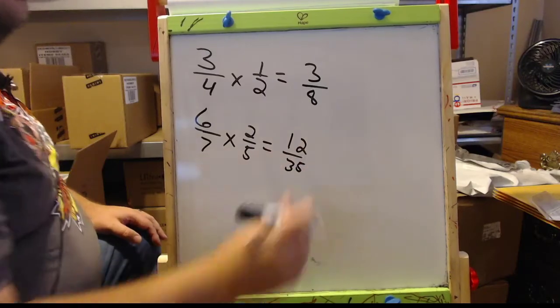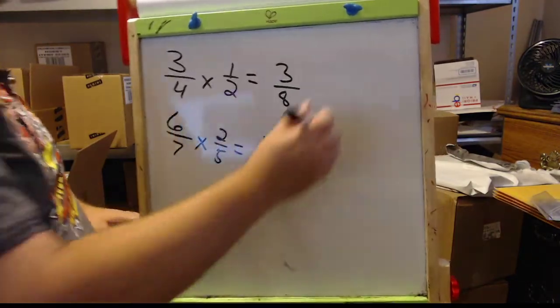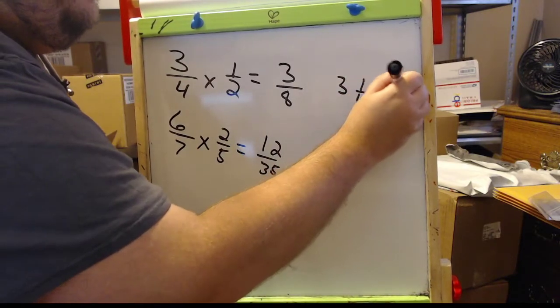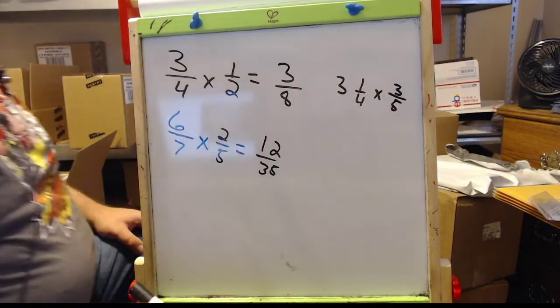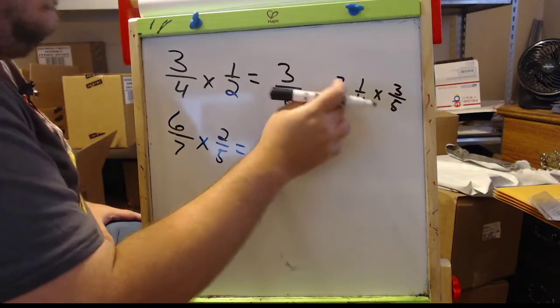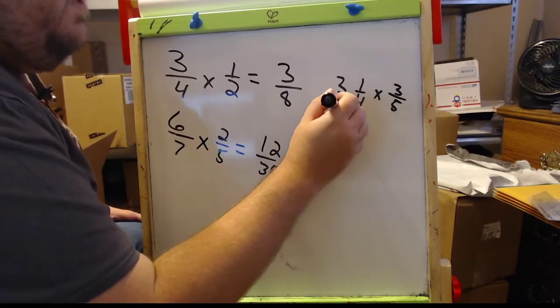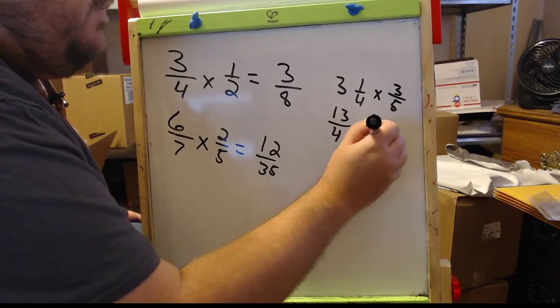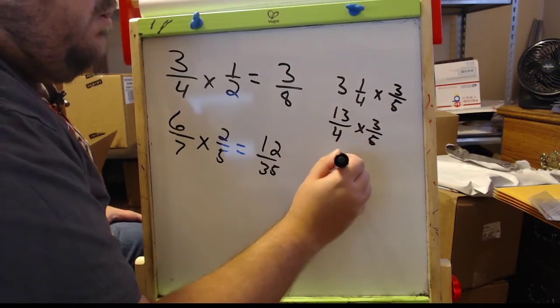12/35. But what if I had a mixed number? What if it was 3 1/4 times 3/5? How would I do it? Me personally, I'm going to change this. I'm going to do 4 times 3 plus 1. I'm going to make that 13/4 times 3/5 and do the multiplication.